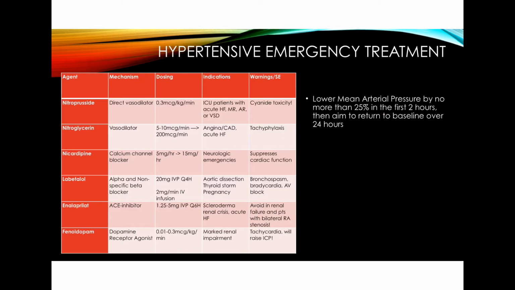When addressing a hypertensive emergency, it's important to lower the mean arterial pressure by no more than 25% in the first couple of hours, and then try to reach a normal baseline over the first 24 hours. And this is primarily done as a result of the brain's cerebral autoregulation, in order to prevent the cerebral blood flow from dropping too quickly and causing ischemia to the brain.